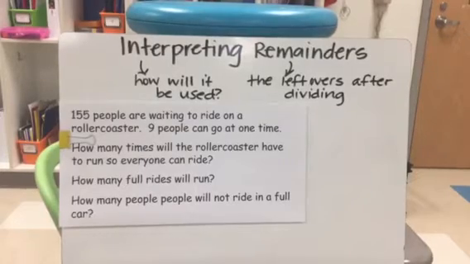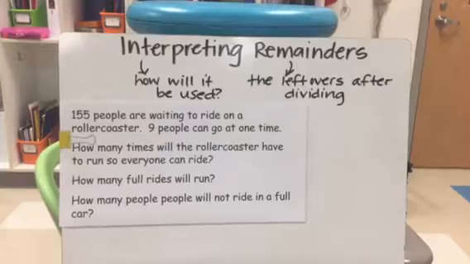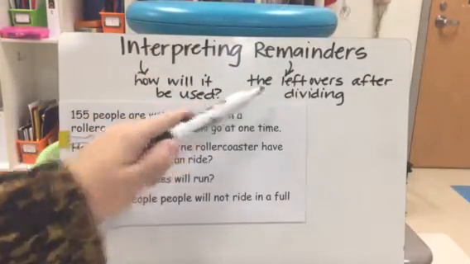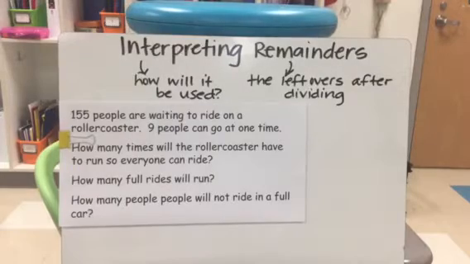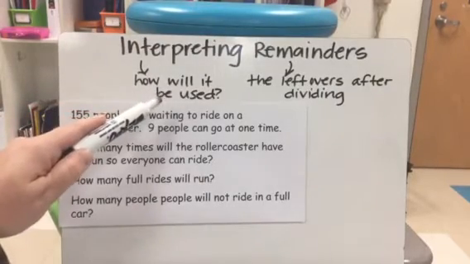In this video, I'm going to be modeling for you the skill of interpreting remainders. What this means is remainders are the leftovers after dividing. So now we are not going to be just equally dividing and having zero left over. Sometimes we're going to have some leftovers. So interpreting is how we're going to use those remainders, okay?